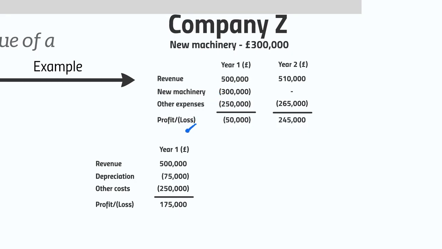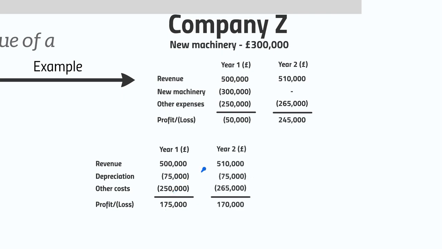So let's look at the impact of that. So the revenue is the same in both examples. The depreciation, rather than the entire expense, we just have depreciation for 1 year of the non-current asset. That's £75,000. We have the other costs. They're the same, £250,000. When we get to the bottom line, we see the company's actually made a profit here. Let's look at year two.